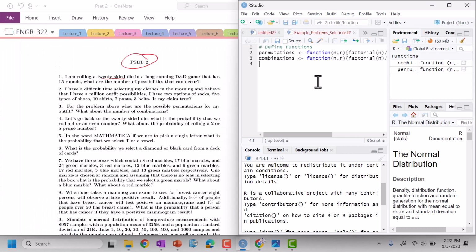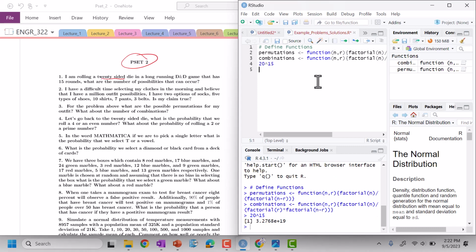If I have a 20-sided die each time for 15 rounds, I can get 20 potential outcomes. So if I want to look at the total number of possibilities, I'm going to do 20 to the 15, and that's a large number right there. That's all there is to it for number one. Actually, let's go ahead and set up our little notebook. So number one, solutions.